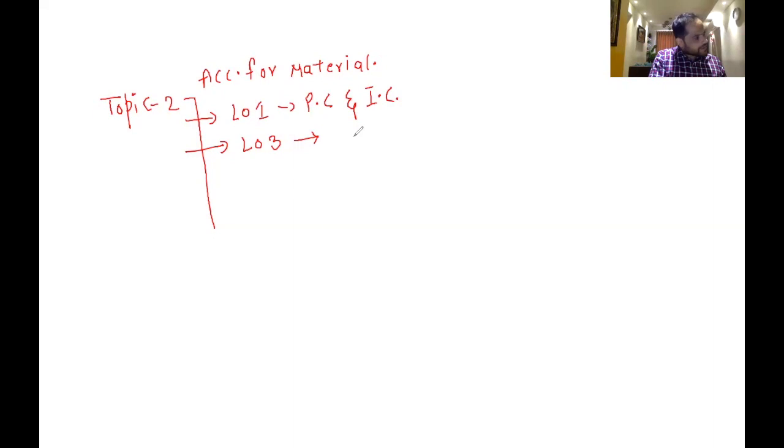Next thing, yes, we have learning outcome 2. I forgot to write learning outcome 2. Of course, we have learning outcome 2. So learning outcome 2 is about the procedure of ordering. What is the procedure for ordering?